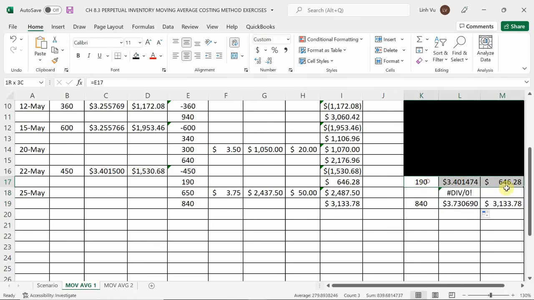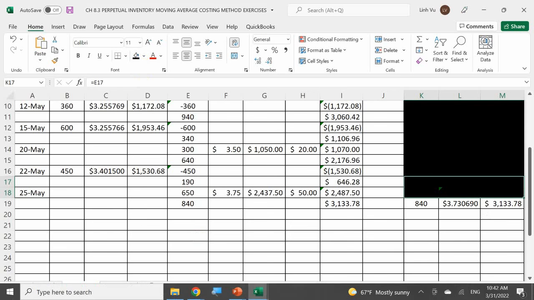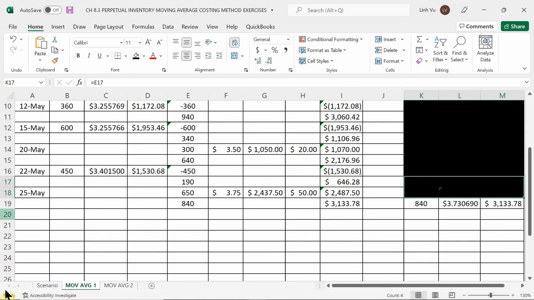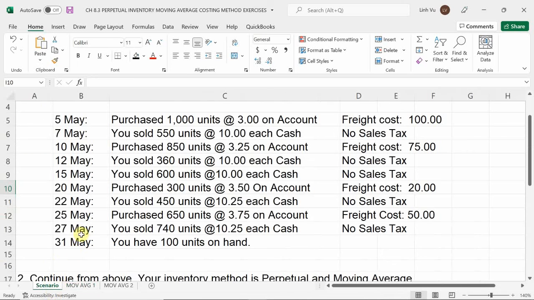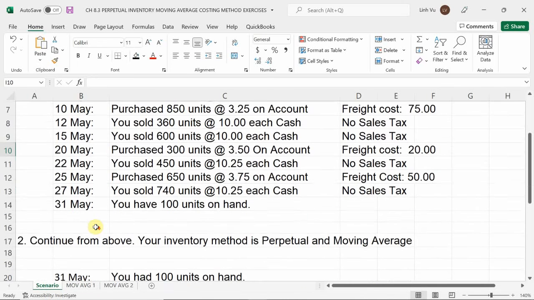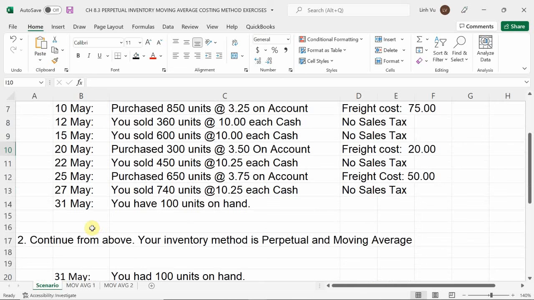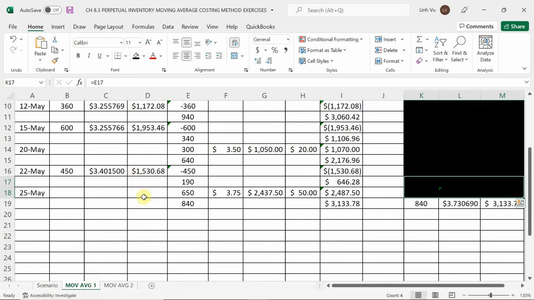3.73069. Good. Okay. I'm going to hide this now. Let's see what lastly happened on May 27th. You end up selling 740 units, leaving you with 100 units behind by May 31st. So I need to sell 740 units.